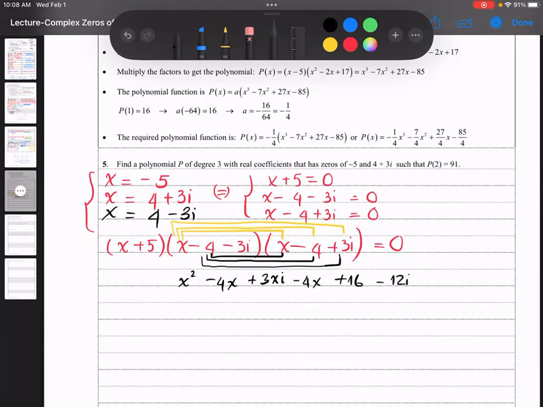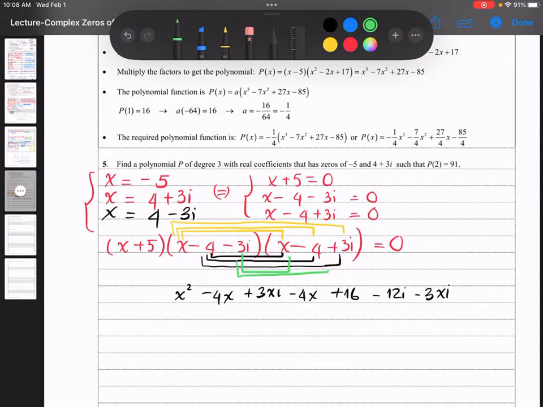And then last one, -3i times x is -3ix. -3i times -4 is +12i. And last, -3i times +3i will be what? -9i squared, right?